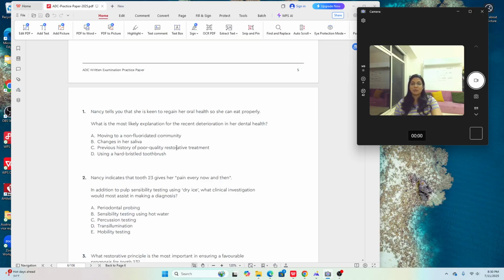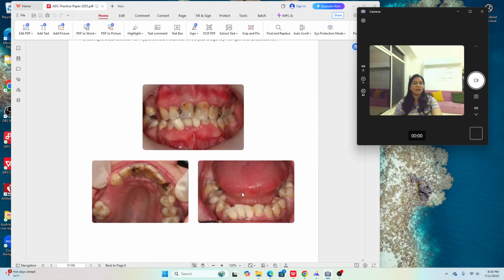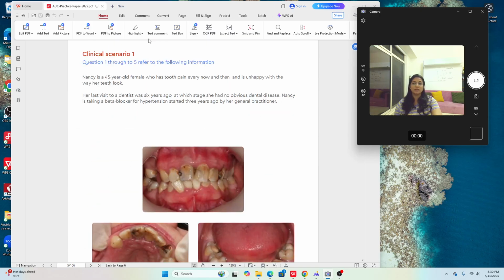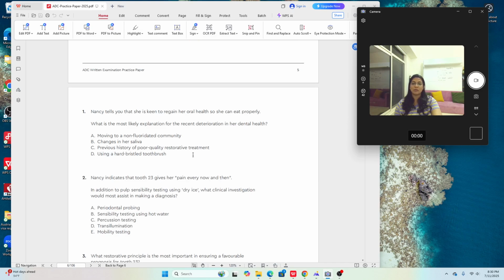Previous history of poor quality restorative treatment. Option C. You could have considered that, but what is your scenario saying? Her last visit to a dentist was 6 years ago, at which stage she had no obvious dental disease. The question is clearly saying that she had no obvious dental disease. So then this option C is again not fitting here.